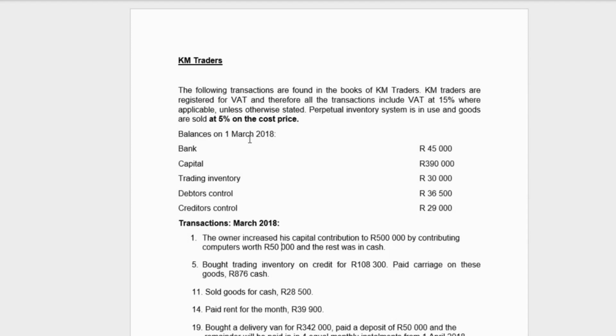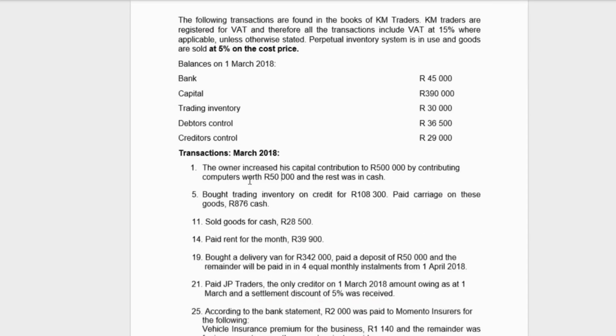And then we are given balances on the 1st of March 2018. We've got our bank at 45,000 rand, capital at 390,000 rand, trading inventory at 30,000, debtors control at 36,500, creditors control at 29,000. Right, so let's go to the additional information or transactions.